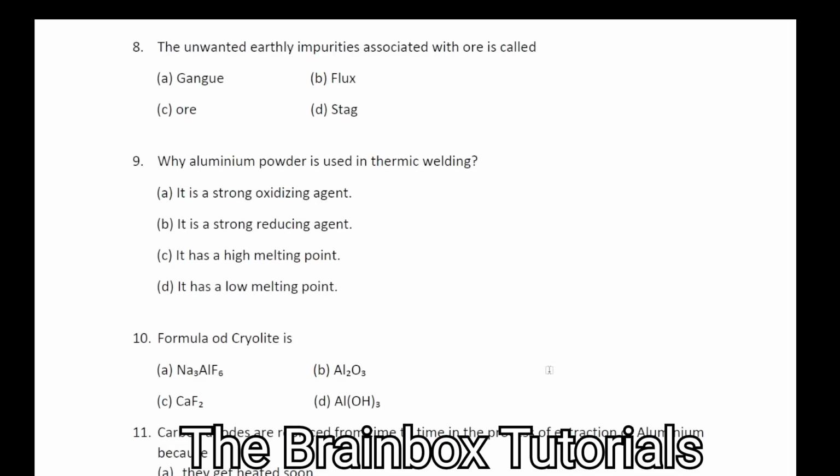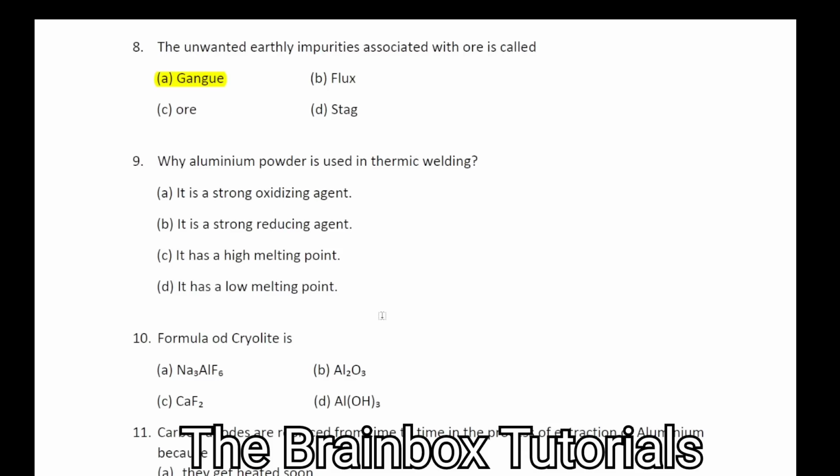Now moving over to number 8. The unwanted earthly impurities associated with ore is called, options are number A, gangue, number B, flux, number C, ore, and number D, slag. And the correct option is option A, gangue.